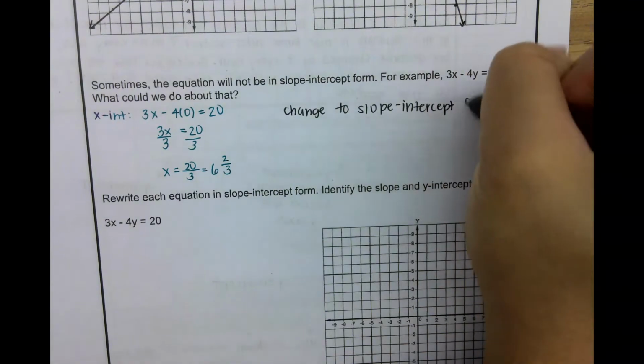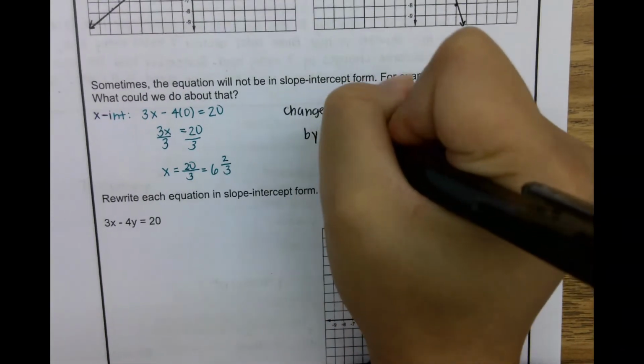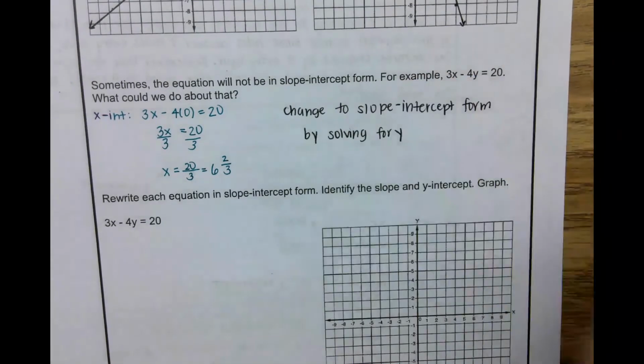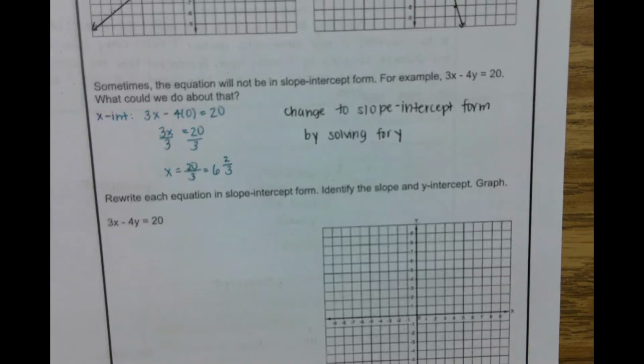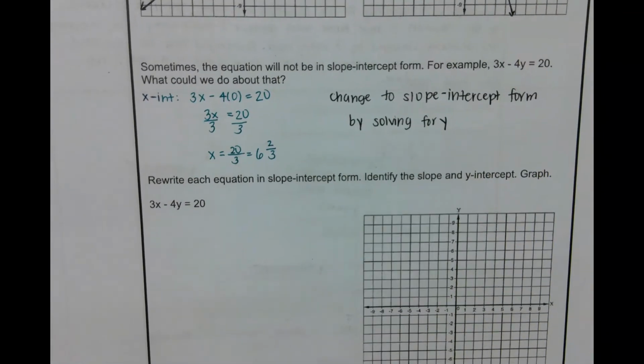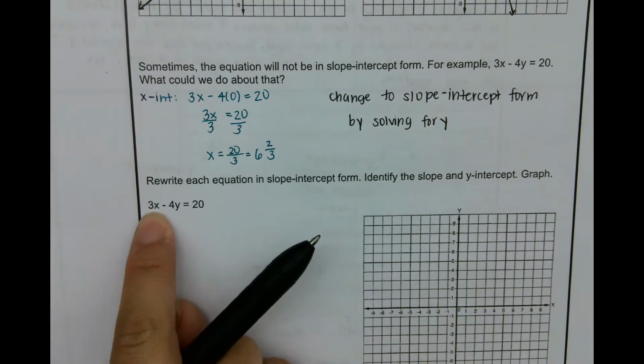And we do this by solving for y. So let's get started. Here I'm going to rewrite this in slope-intercept form, identify the slope and the y-intercept, and then graph. I want y by itself, so I need to get rid of this 3x and this negative 4.